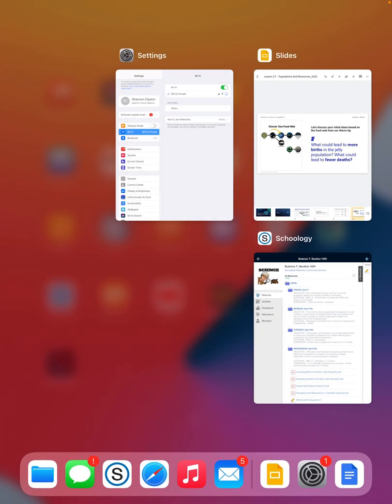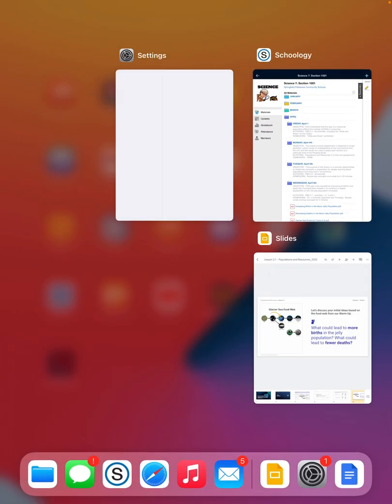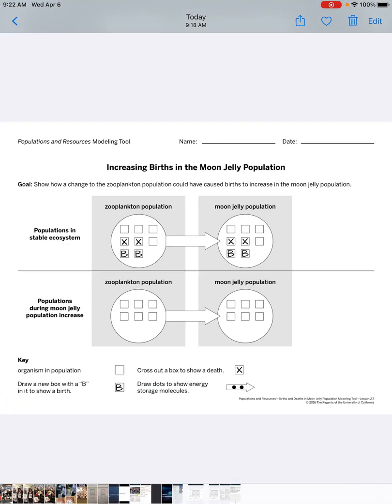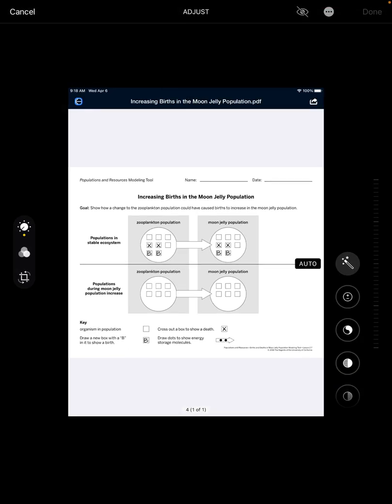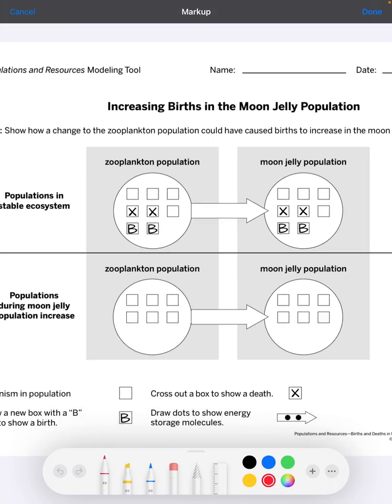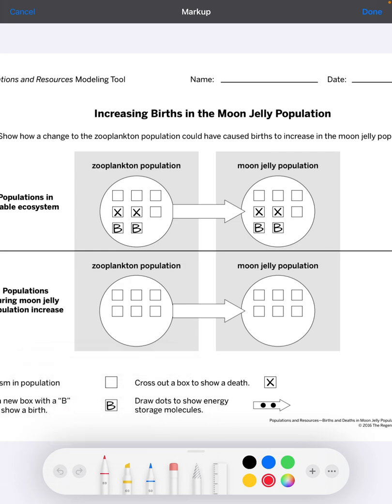So get out of Amplify, come on back into Good Notes, and I'm going to go to my pictures so I can mark on mine. We'll take a look at increasing the births. Notice that we've got 2 populations here: I've got zooplankton and I've got moon jellies. We have to have both of those because we're looking at how a change in one would affect a change in the other. So we're going to model stability first.